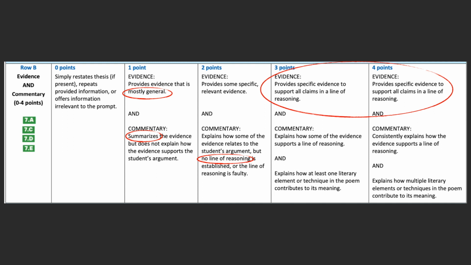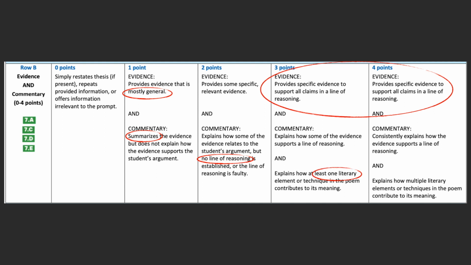Because you look at the commentary, it explains how some of the evidence supports a line of reasoning and consistently explains how the evidence supports a line of reasoning. Okay, so that's just like the quality of your commentary. You know, sometimes you might have some evidence that you don't explain, I suppose, and whereas with a 4 you do. Where I see the big difference, though, comes at the bottom, where it says explains how at least one literary element or technique in a poem contributes to the meaning.